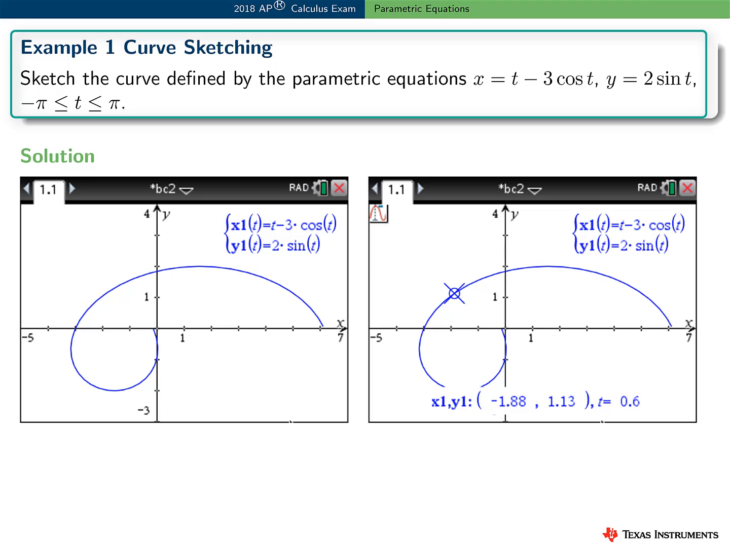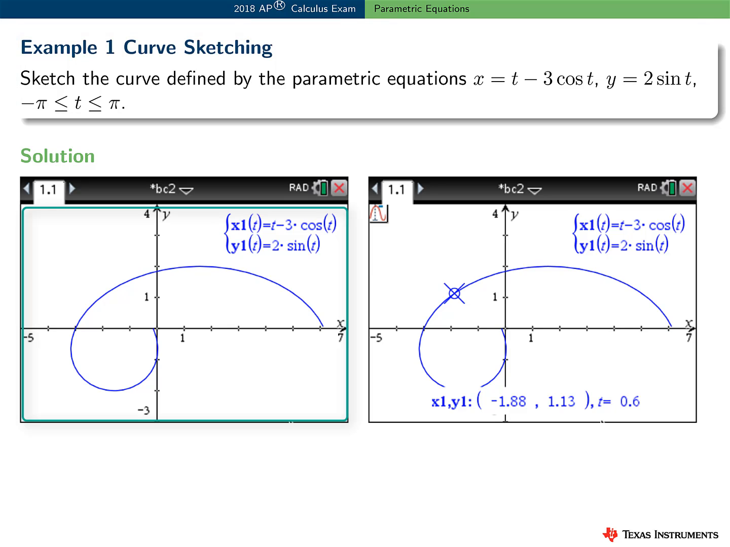Let's try an example. Suppose we want to sketch the curve defined by these parametric equations over the interval minus pi to pi. Now, each value of t in this interval produces a point on the curve. So, we could construct a table of values. That is, select some values of t, find each corresponding point (x, y), plot these points, and then connect them with a smooth curve. Now, the process isn't hard, but it can be a little long, tedious, and inaccurate.